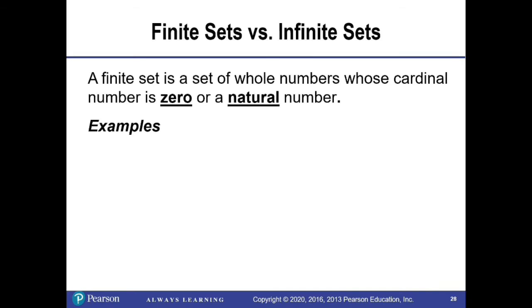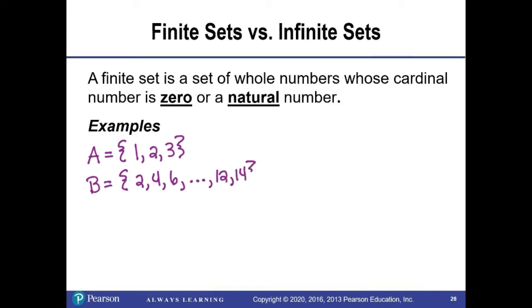That brings us to our next topic, finite sets versus infinite sets. It's related to our cardinality. A finite set is a set whose cardinal number is 0 or a natural number. In other words, we can count how many elements are in a finite set. Maybe I have the set A has the elements 1, 2, and 3. This has a cardinal number of 3, and so this would be a finite set.